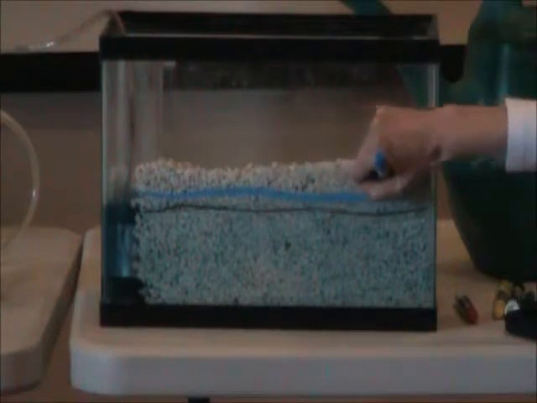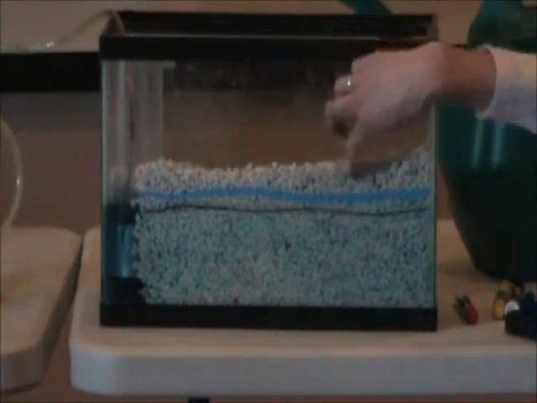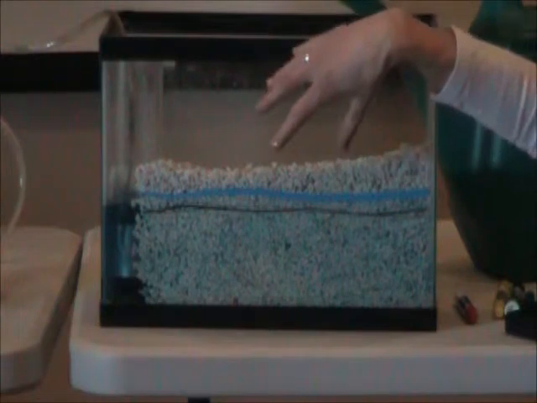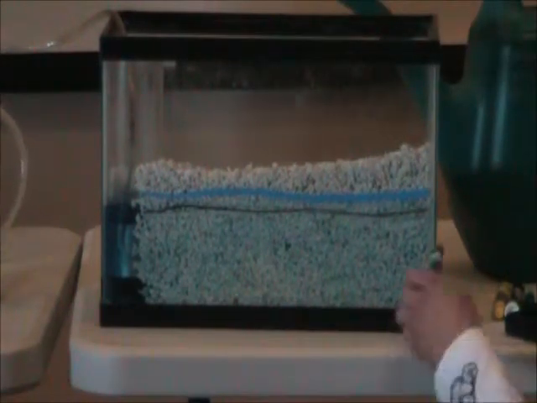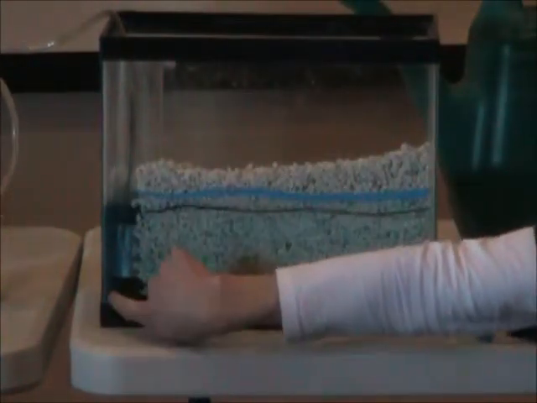Now it's up into the zone of aeration more. So this is where the plants are growing, so they're getting air, they're getting water. Now, you can begin your pumping. So over here we have a well.